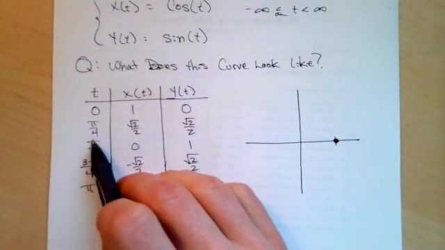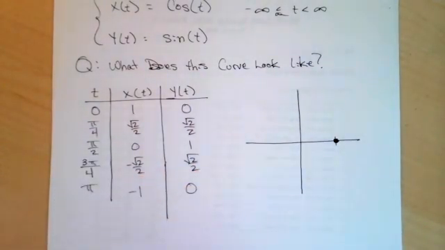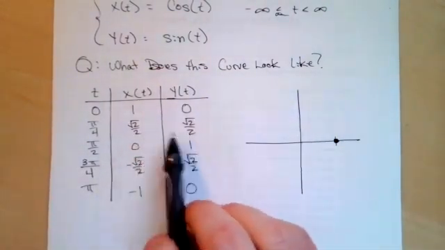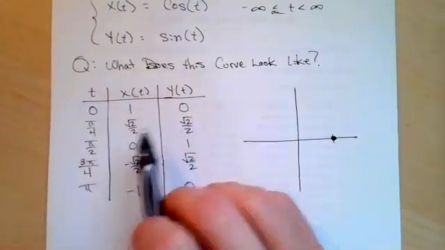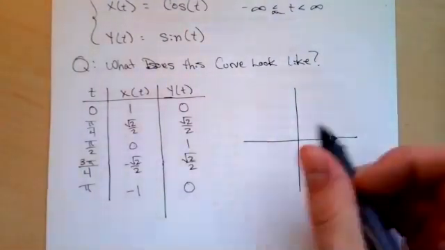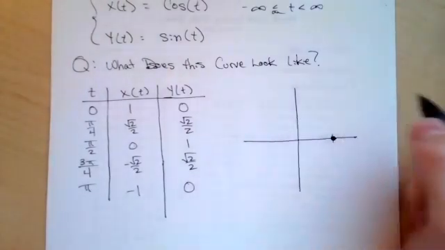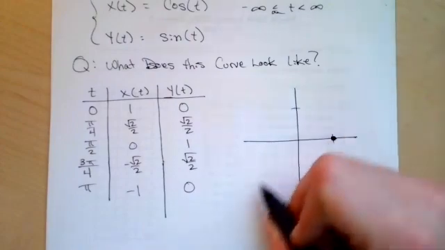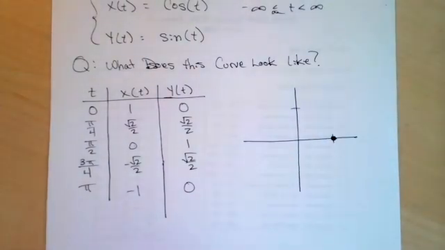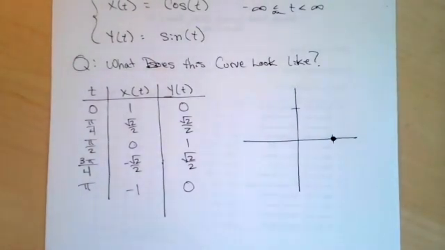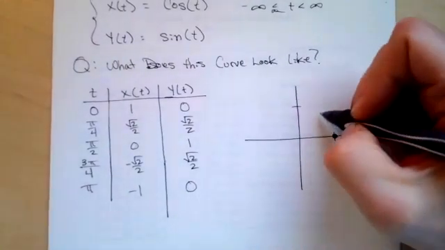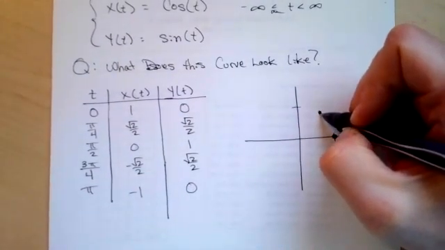At time pi over 4, so a weird value of time, but we're not really plotting time. We're actually just plotting the position of x and y. And nicely enough, x and y are both root 2 over 2, again not the easiest value, but they're the same. So we know it's going to be on the diagonal. And how big is root 2 over 2? Root 2 is about 1.5, so root 2 over 2 is about 0.75 on each one. So maybe about here.